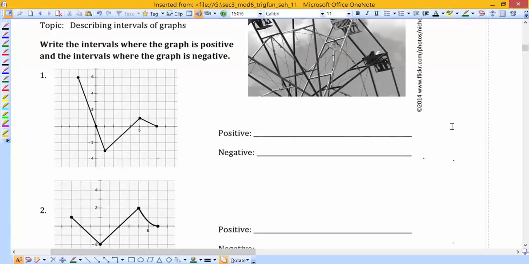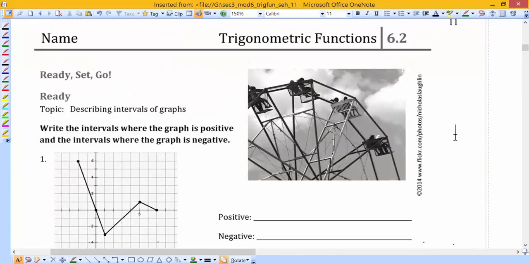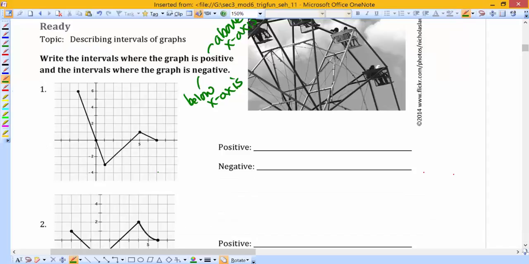In number 1 through whatever it is, 4, forgive my brain, it is having a hard time working right now. We're writing the intervals where the graph is positive and where the graph is negative. Positive is above the x-axis, and negative is below the x-axis. So you need to make sure you understand that distinction between positive and negative.